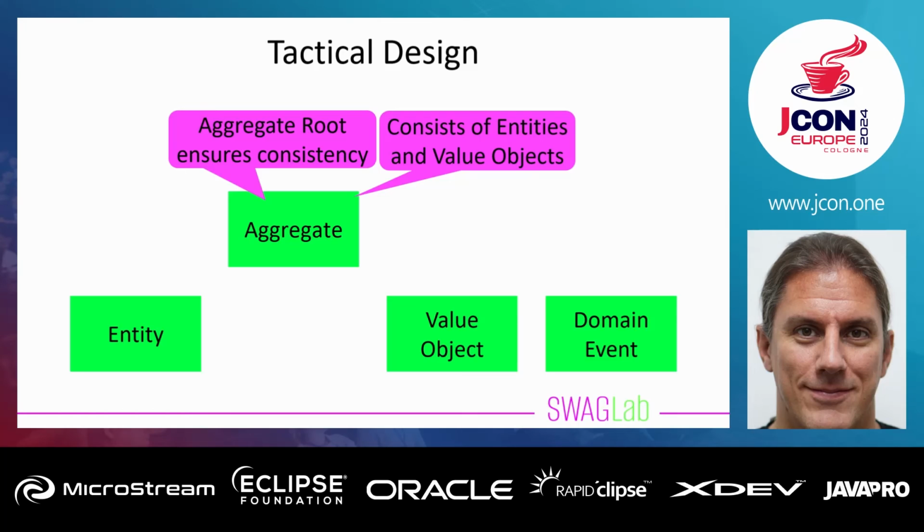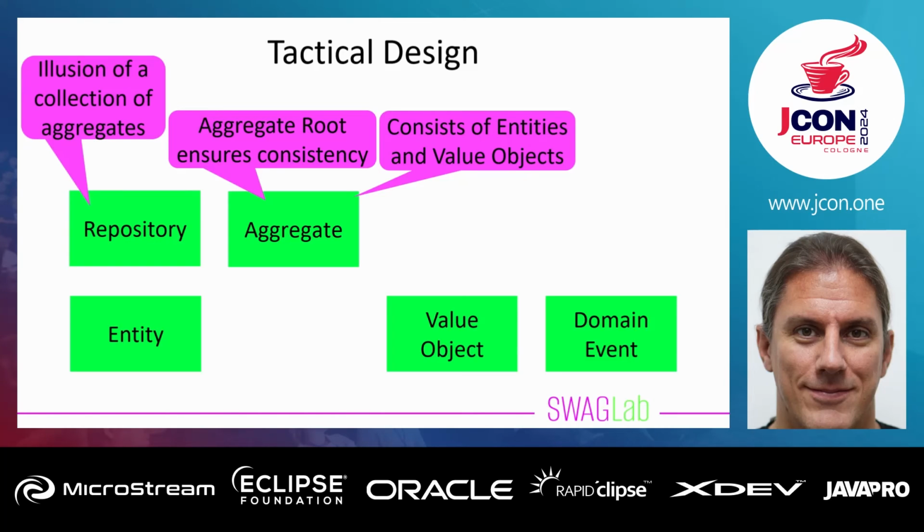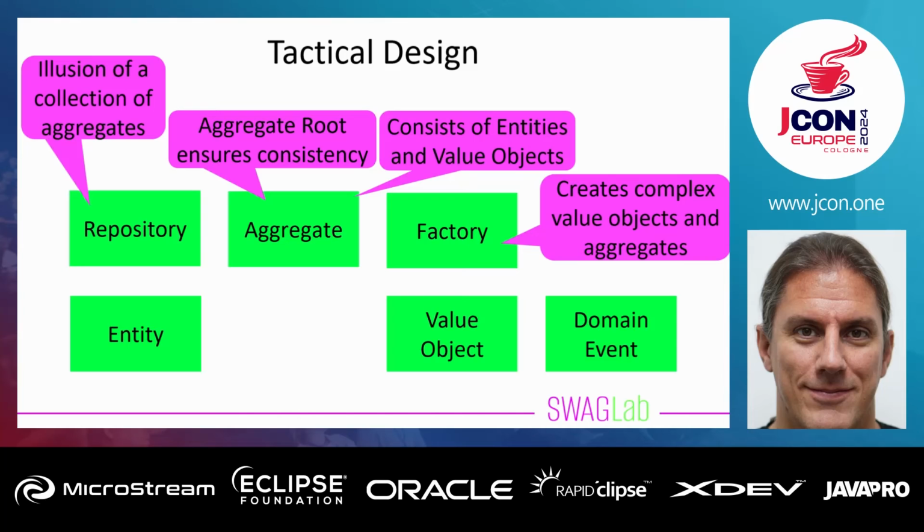And then we have repositories, which give you the illusion of a collection of aggregates, which are then probably stored in a database, but might be somewhere else. That's hidden from you. And they have specific ways of accessing that collection that fit the requirements. So no generic query interface. Factories to create complex value objects and aggregates.